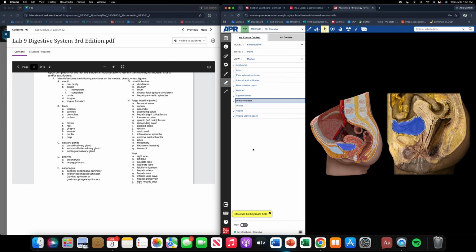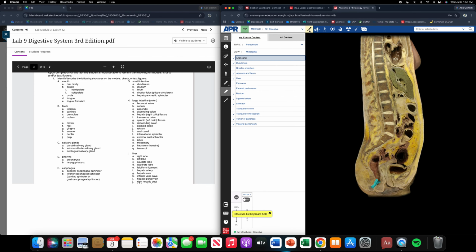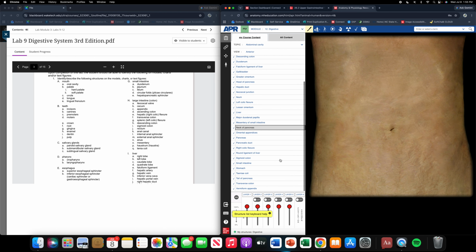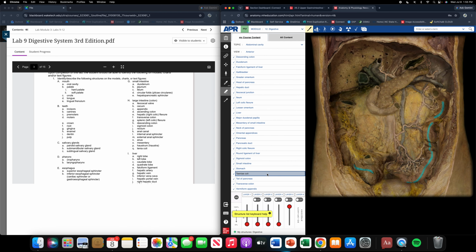Okay, I believe, let's go back. That gives us most of the actual structures of the colon. And so let's go back into here, looking at the abdominal cavity. A couple of things that we want to highlight are the tinea coli.